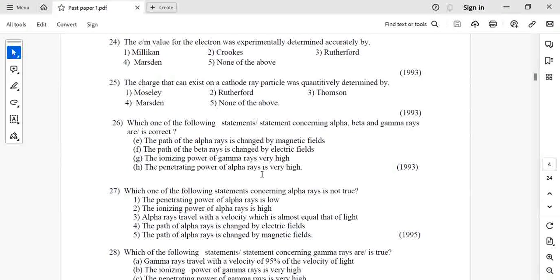Ionizing power of gamma rays is very high. Wrong, penetration power of gamma is high. Penetration power of alpha is least. So there should be A, B, C, D. So A and B are true. Answer is 1.